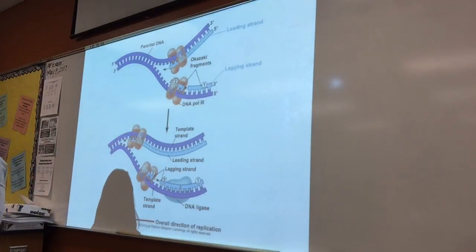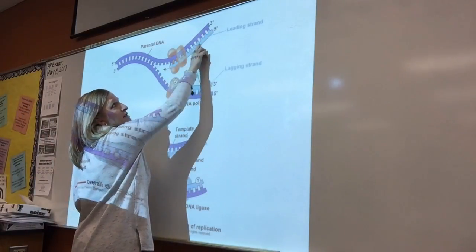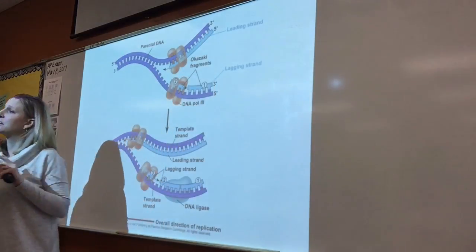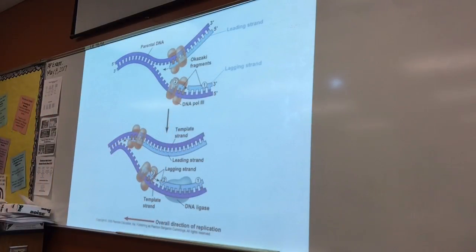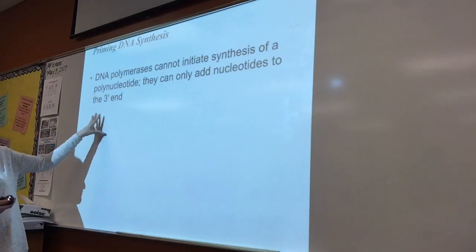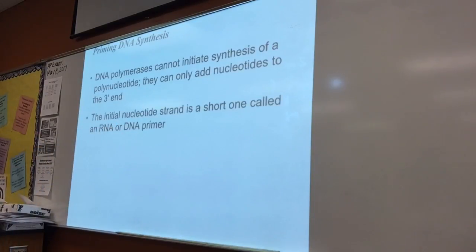That actually is not true. DNA polymerase can't initiate the synthesis of a polynucleotide. So it can't be the first one to add a nucleotide. And so therefore, that's a problem because we need to have it start somewhere. So how do we solve that in our cells? The initial nucleotide strand is a short one called an RNA or DNA primer. In us, it's an RNA primer.